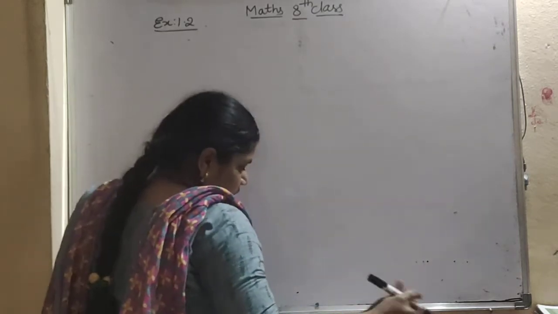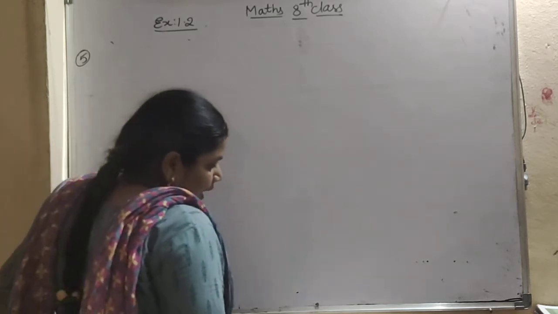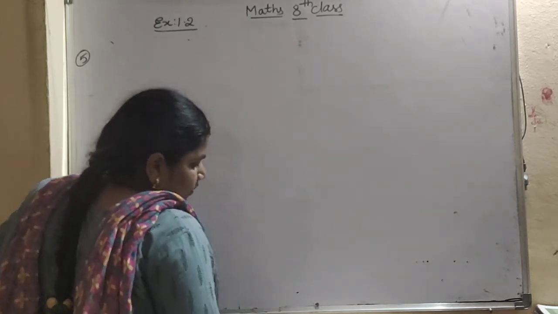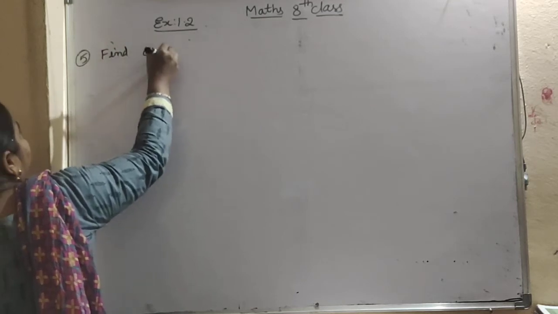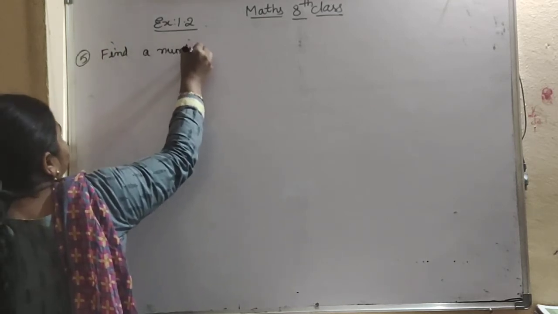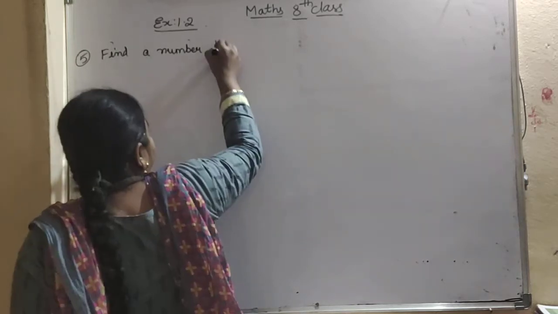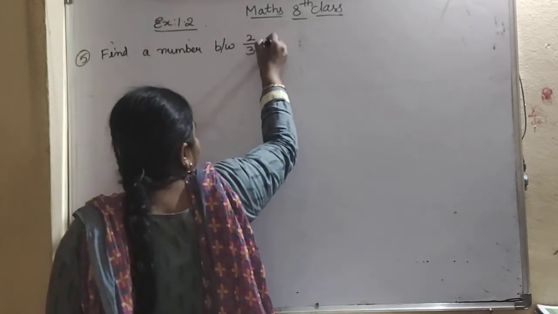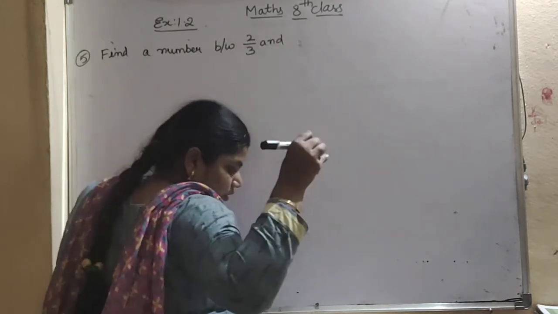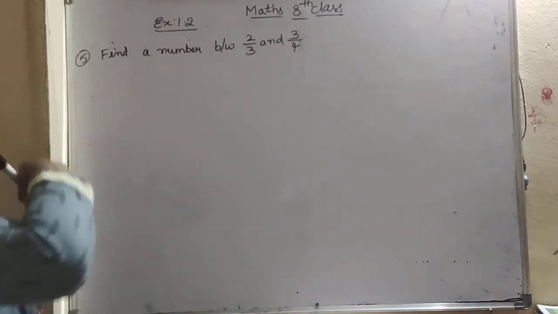So what is fifth bit here? Find a rational number between 2 by 3 and 3 by 4. Now we have to find only a single rational number. Find a rational number means we have to find only single rational number. So find a rational number between 2 by 3 and 3 by 4. So only we have to find a single rational number.